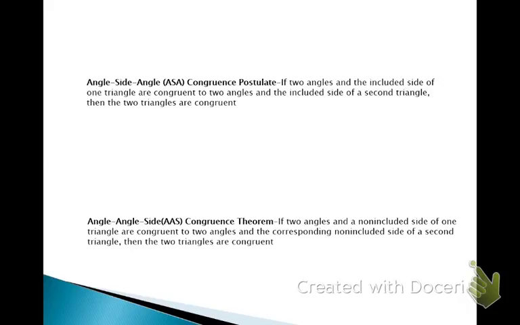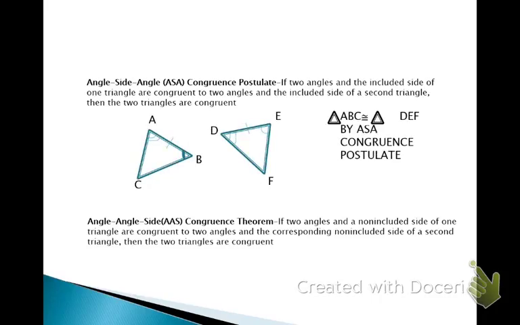Angle, side, angle says that two angles and the included side of one triangle are congruent to the two angles and the included side of a second triangle. The two triangles are congruent. With side, angle, side, we talked about an included angle. Now we're talking about an included side. I've got two angles, and in between them is a side that is congruent to a side in the other triangle. So that's when they're talking about the included side.